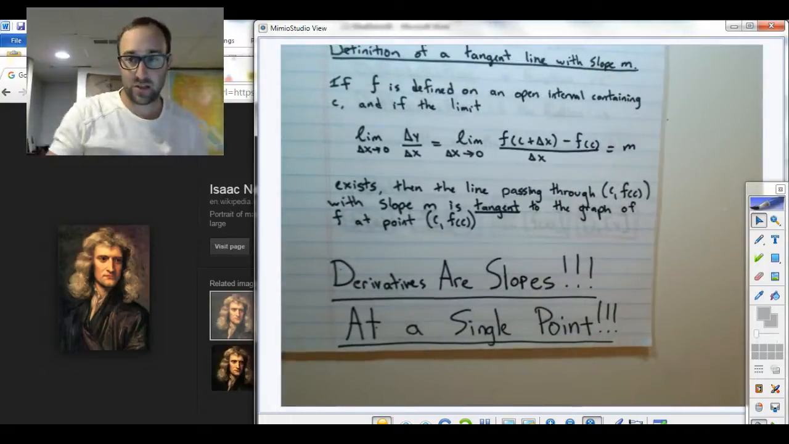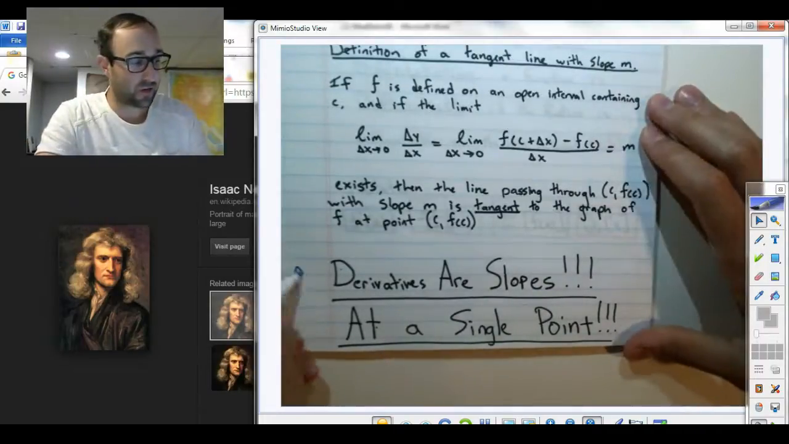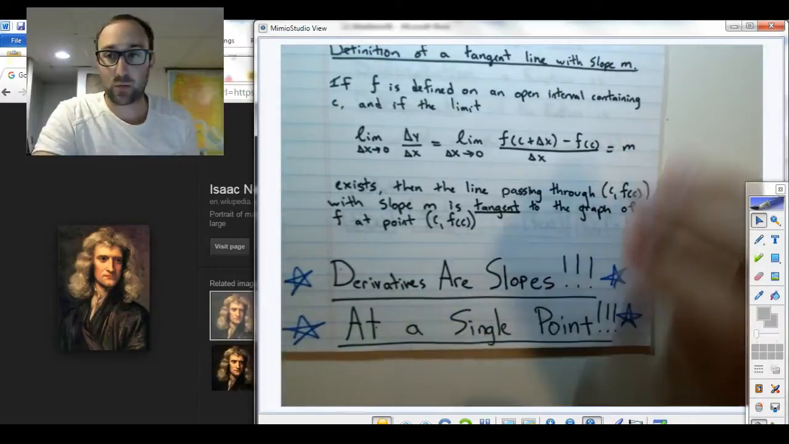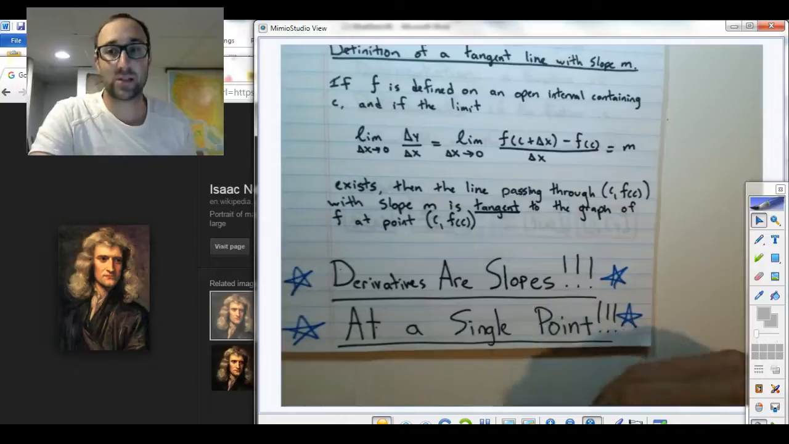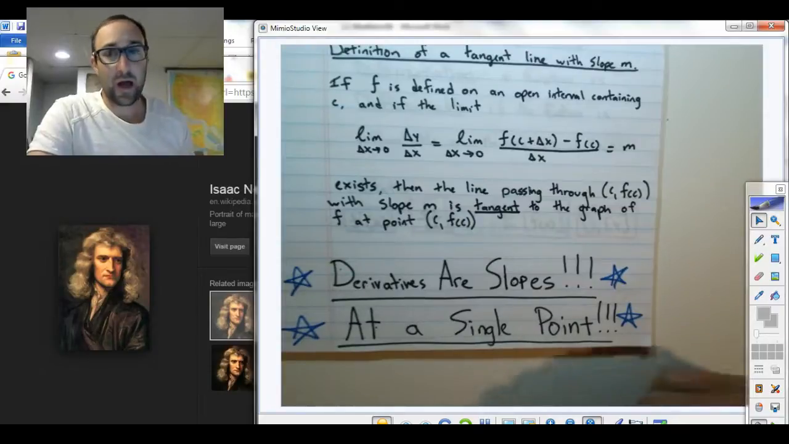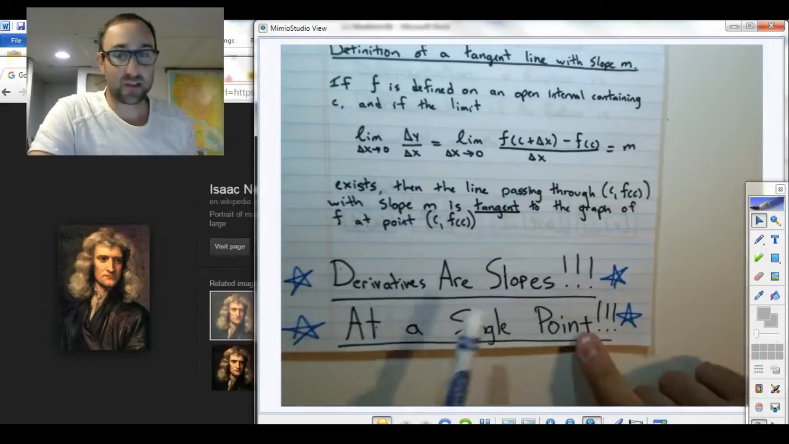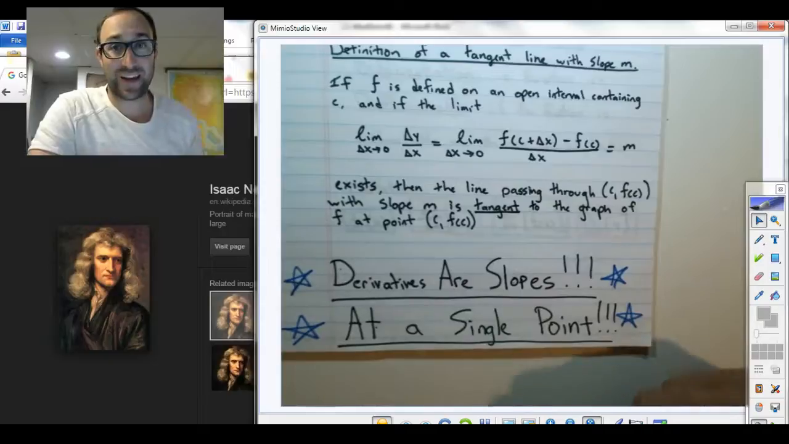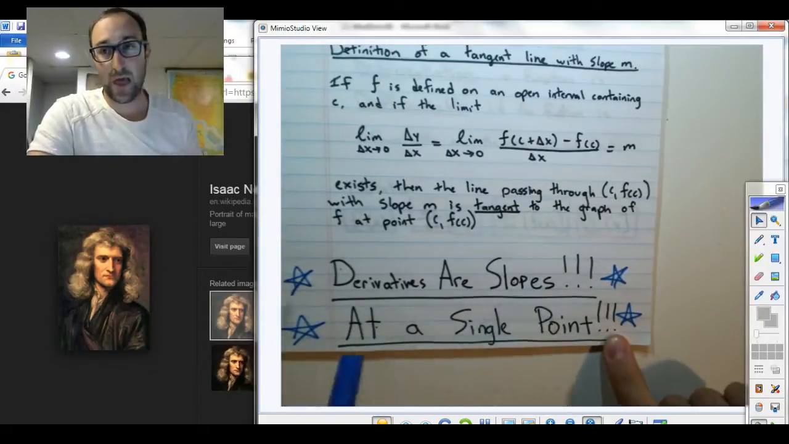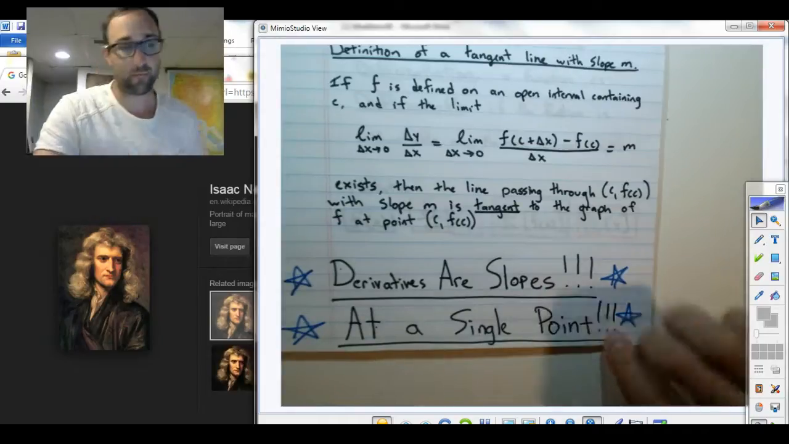This is the biggest thing that you can remember. If you forget everything else, you might be able to recall a lot of information if you just remember that derivatives are slopes at a single point. When I hadn't taken this in 10 years and I was trying to remind myself of what to do, I went back and just said this and then tried to figure out a lot of information, and it helps a lot if you can just remember that derivatives are slopes at a single point.